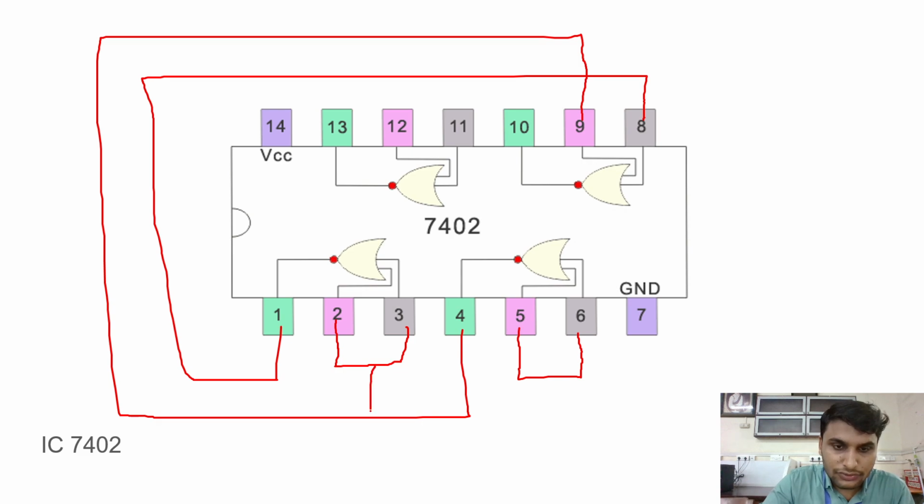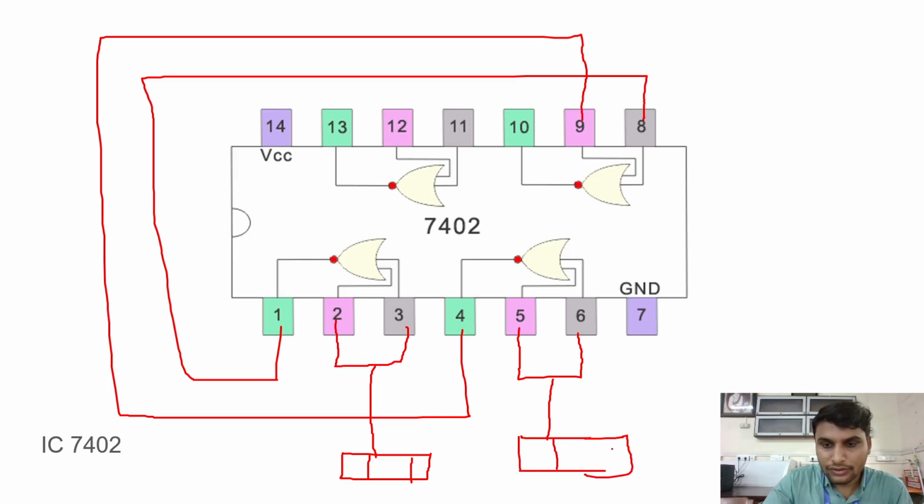For the input, you have to choose a slide switch. Either you connect the slide switch between pin number 2 or 3, and the same for pin number 5 and 6, either pin number 5 or pin number 6. So you have to choose two slide switches. And for the output we have to see it on the LED, right? So the LED you have to connect at pin number 10. So on pin number 10, what will you do? Connect the LED. That is your LED.